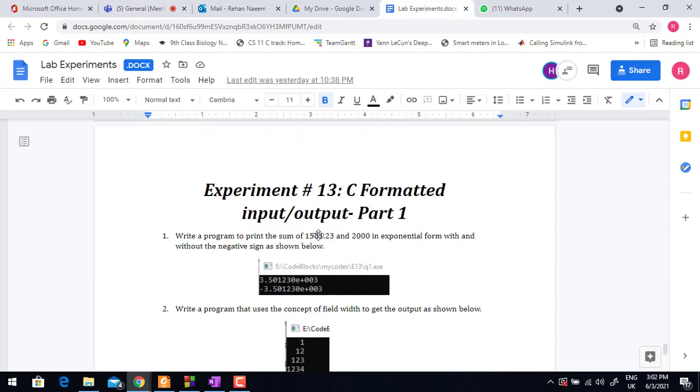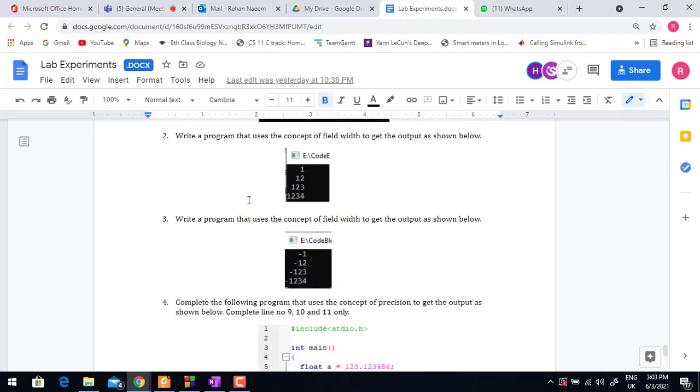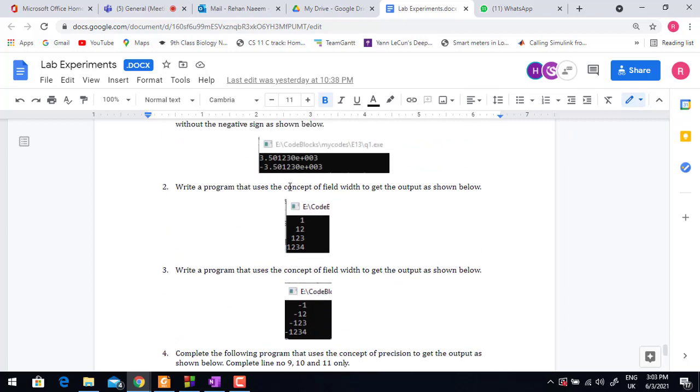So in experiment number 13, all the concepts which I have explained up till now will be used. In question number 1, we have to display the sum of this number and this number in exponential form, with and without the negative sign. Clear? In question number 2, you have to use the concept of field width to get this output. Do not enter the spaces manually. Use the concept of field width. This is very important.